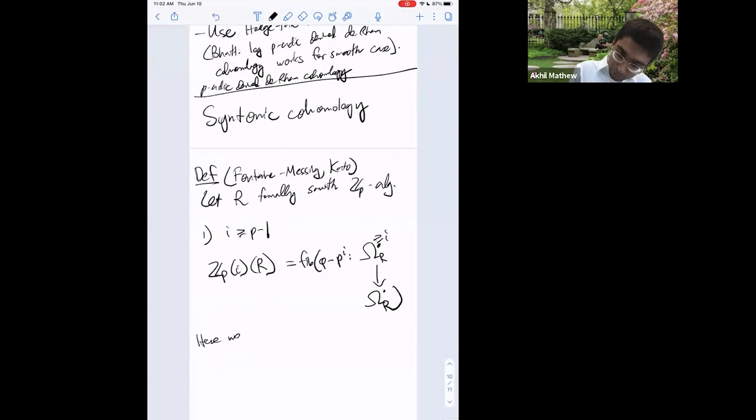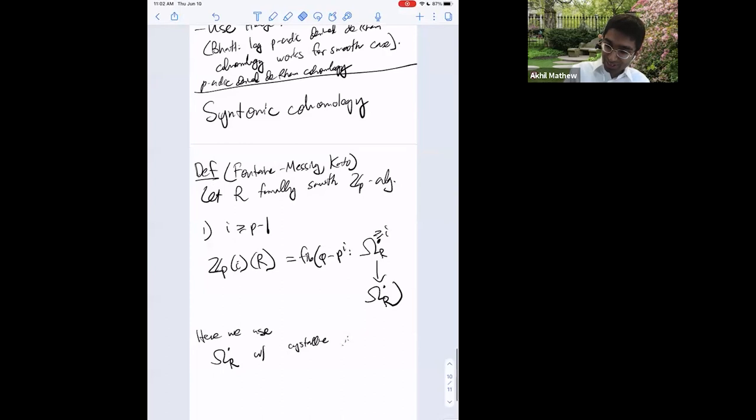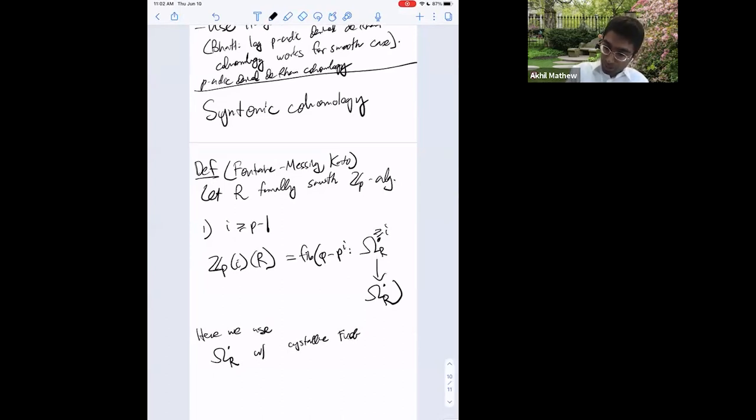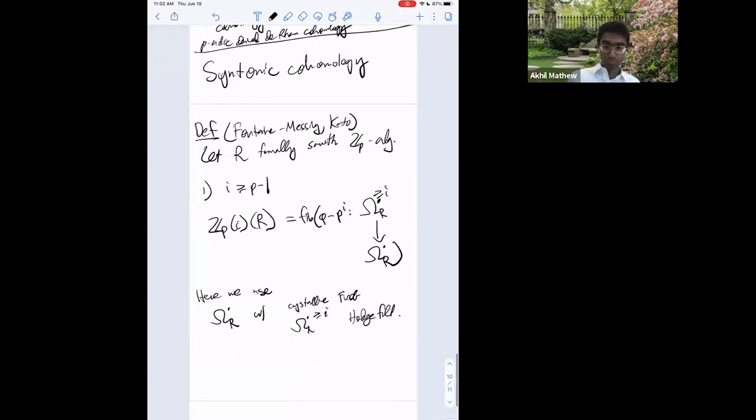Here we use the p-complete de Rham complex of R together with the two pieces of structure: the crystalline Frobenius, which is an endomorphism of the de Rham complex, and the Hodge filtration. This naturally produces an object living in the p-complete derived category of Z_p. Let me call this Z_p(i) Fontaine-Messing-Kato of R.